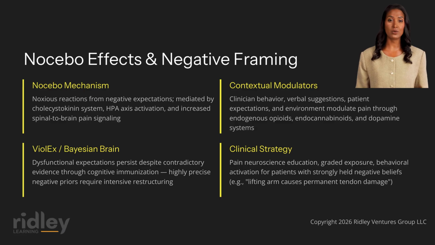Contextual factors in the therapeutic encounter, including clinician behavior, verbal suggestions, patient expectations, and the clinical environment, can modulate pain through endogenous opioids, endocannabinoids, dopamine, and other neurotransmitter systems.